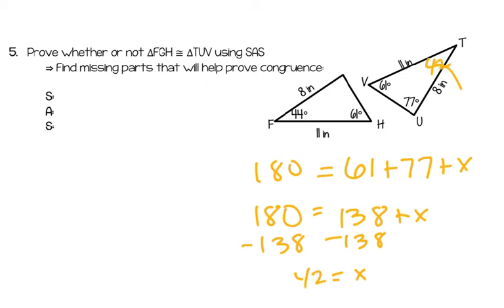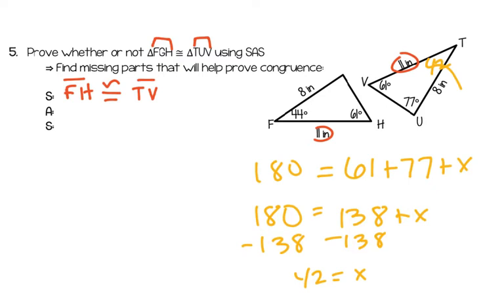Okay, so let's start with our statement. So it says side, so let's do the 11s first. So I'm going to say FH. I'm looking up here, it says FH, so I know I'm going to have to do TV, and that they are congruent. If I look at my picture, they're congruent. So FH is congruent to TV. Now, when you say congruent segments, you need to put the segment over the top like that.